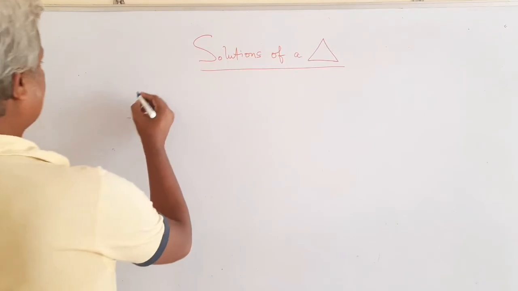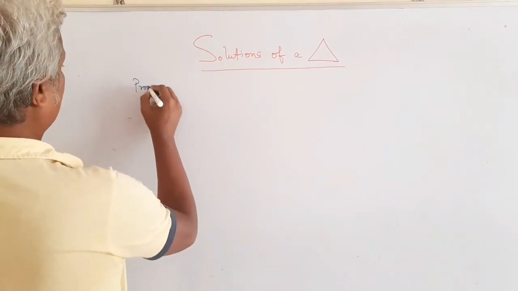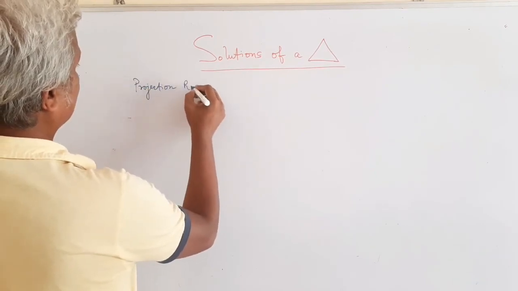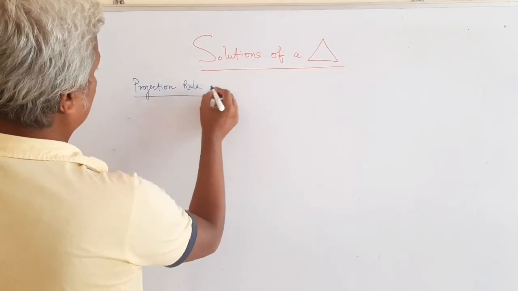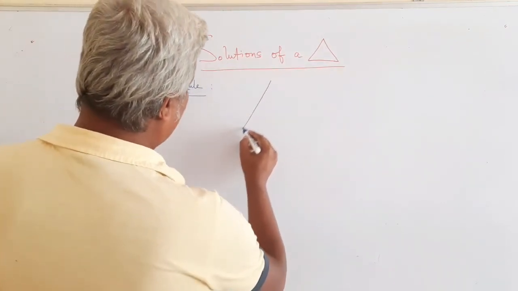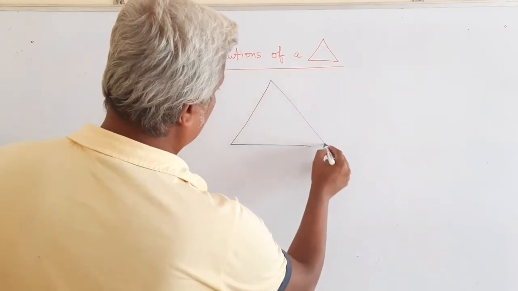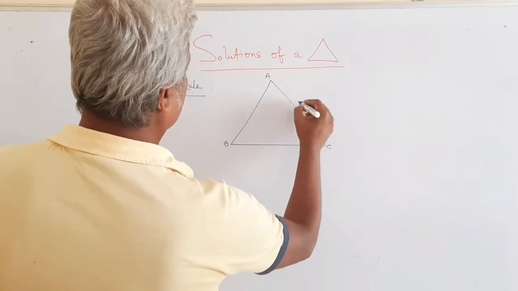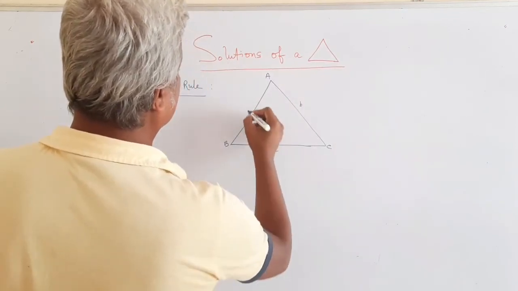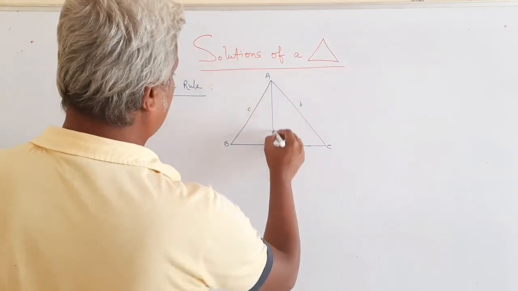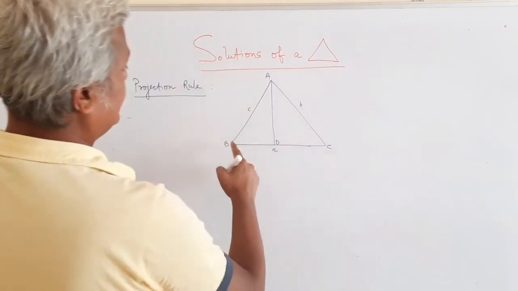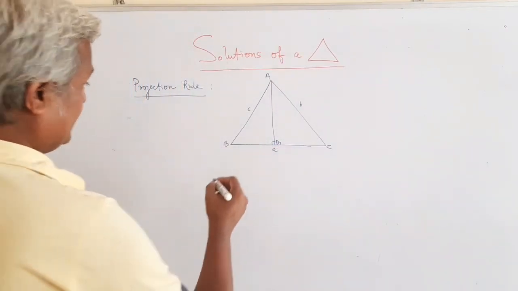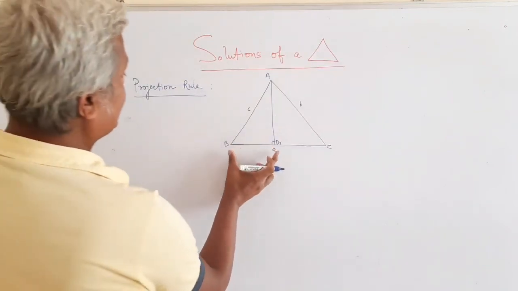And now here we are discussing the projection rule. What is it? If you have a triangle ABC, this is side B, this is side A, this is side C. Now drop a perpendicular AD from A onto BC like this. Then first I use trigonometry to find this BD.